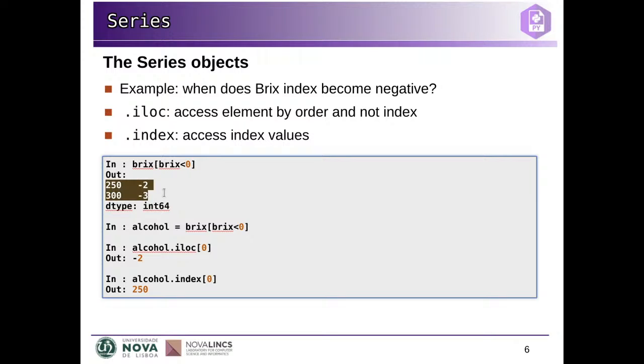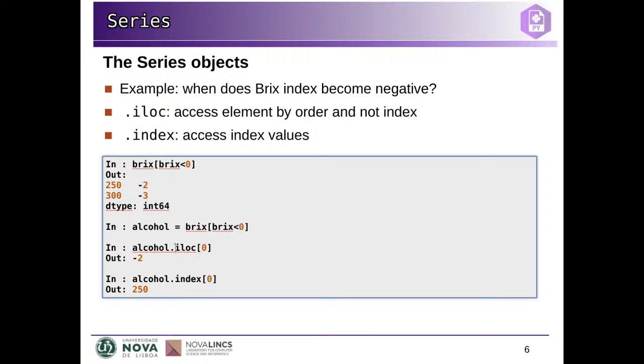So here again we have a series with the index corresponding in this case to hours of fermentation, and here the Brix index. So we can create a new series. For example, this is the series that has the stage of fermentation where alcohol starts to be in significant amounts. It's the one where the Brix index becomes negative. And now we can ask for elements, for example, in order.